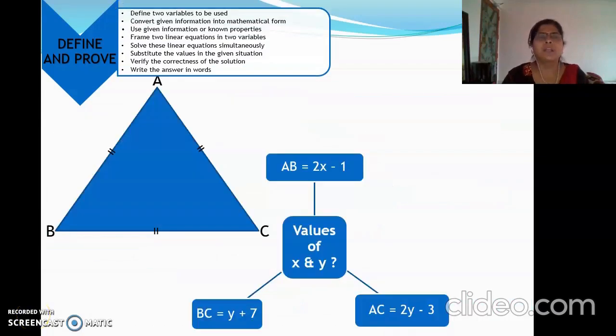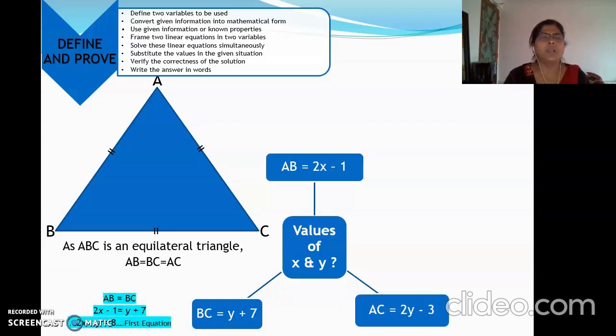In this equilateral triangle, we have to find the values of x and y, as the lengths of sides AB, BC and AC are given in terms of x and y. We know the property that all three sides of an equilateral triangle are equal. Therefore, AB is equal to BC is equal to AC. Taking AB and BC to be equal and substituting values of AB and BC, we get 2x minus 1 is equal to y plus 7. Therefore, 2x minus y is equal to 8 is our equation number 1.